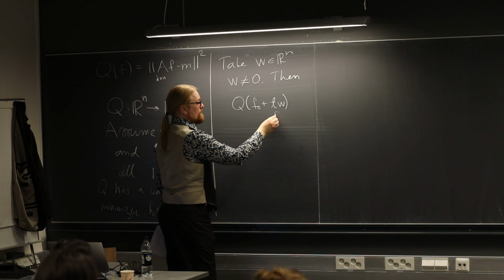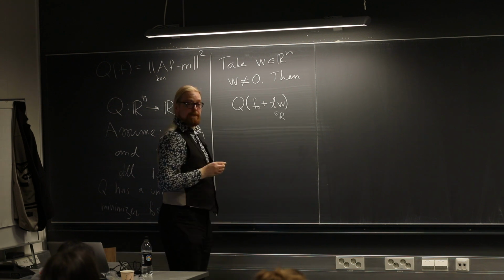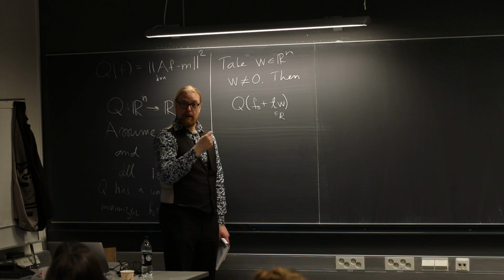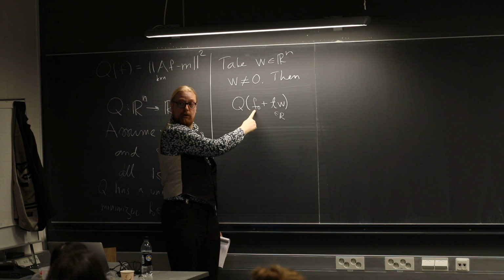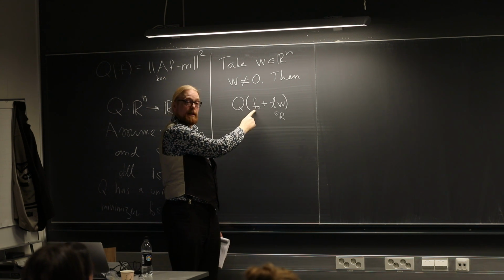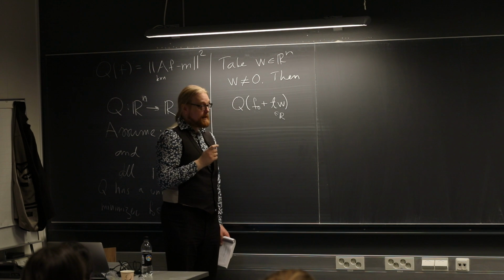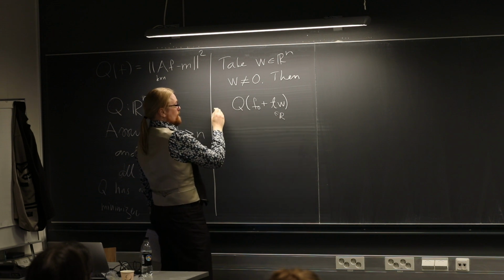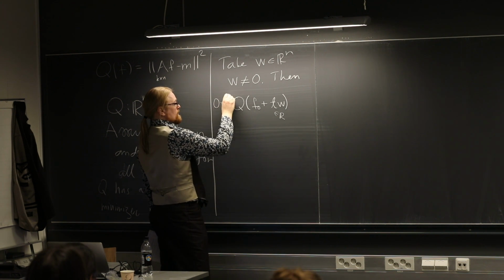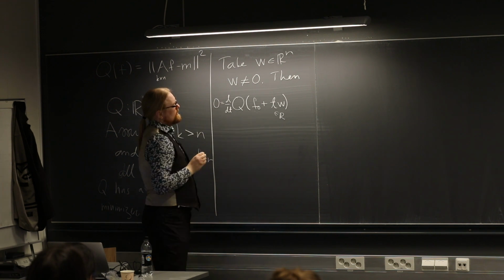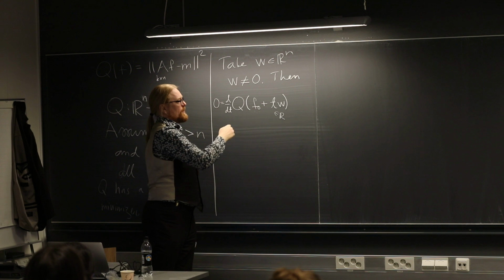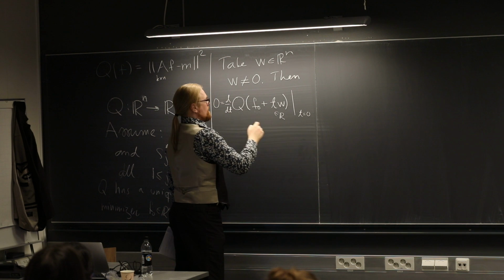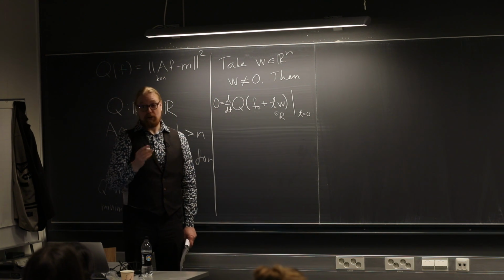t is a real number, and W is a fixed direction in Rn. So we are evaluating the Q function along a one-dimensional line that passes through the minimal point, the point that gives Q the minimal value, that happens when t equals zero. And I'm claiming that the derivative of this thing here with respect to t, evaluated at t equals zero, is zero. That's the thing I said.